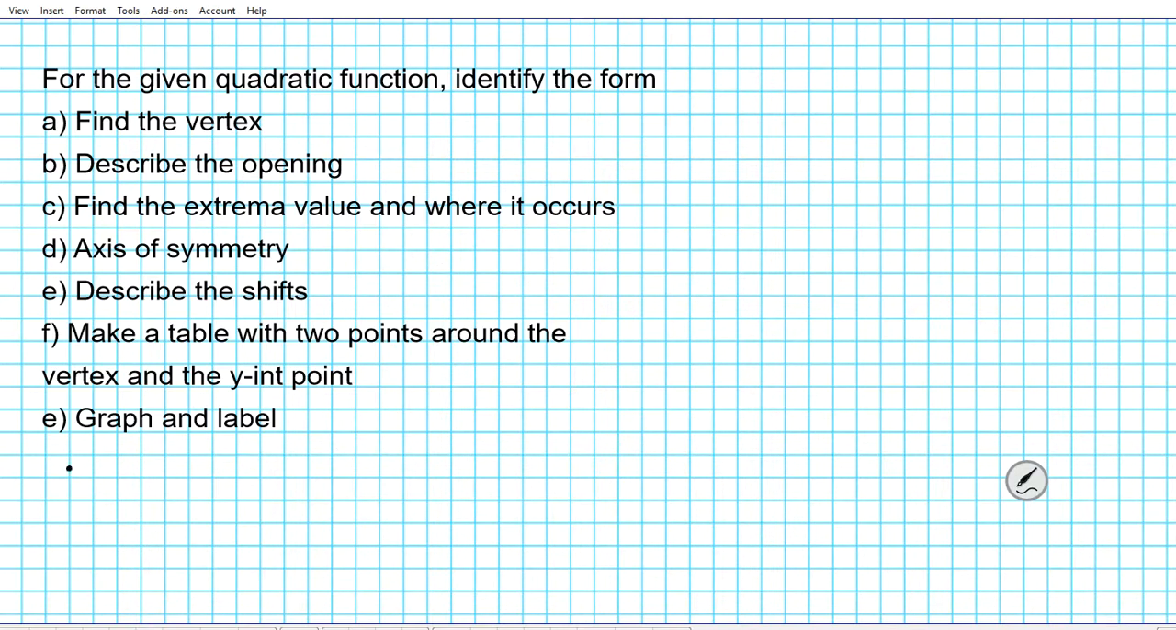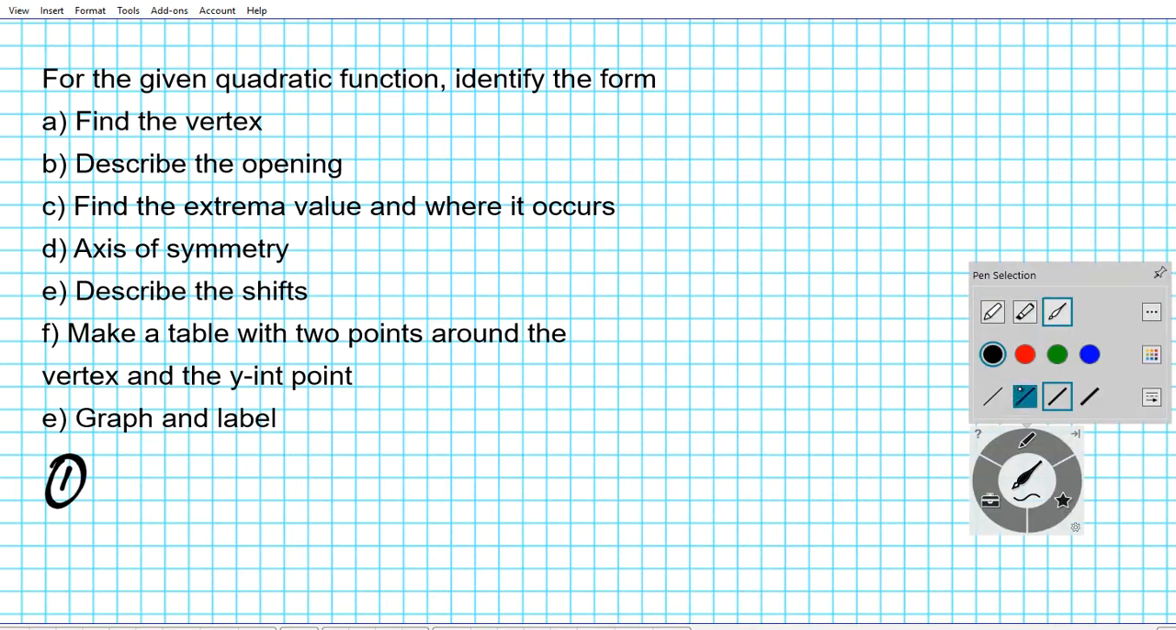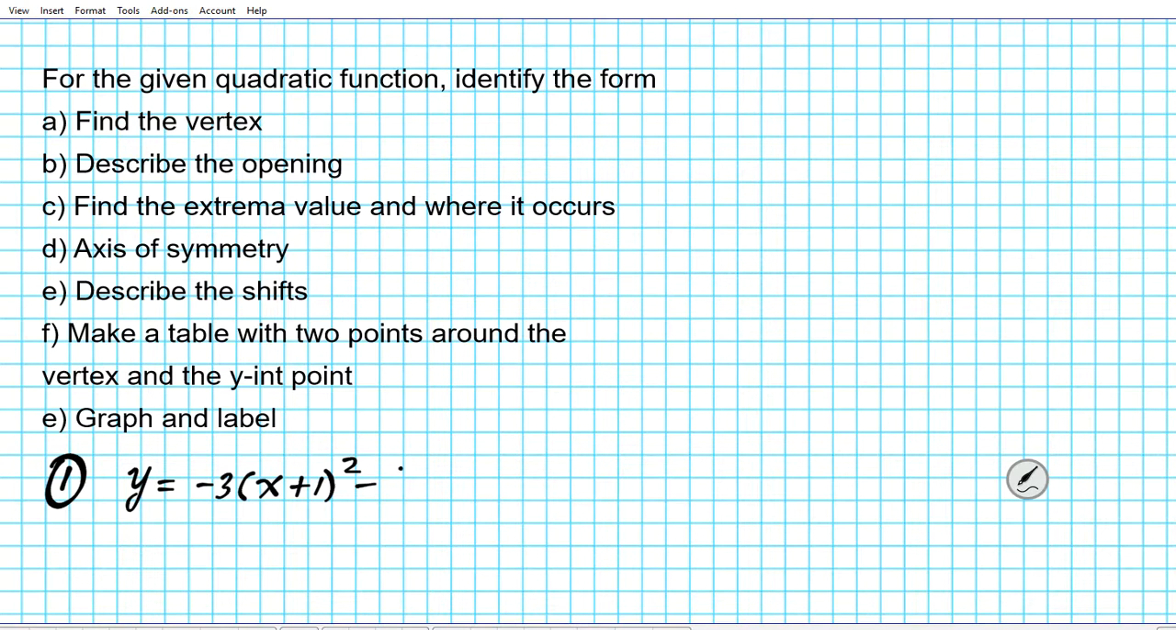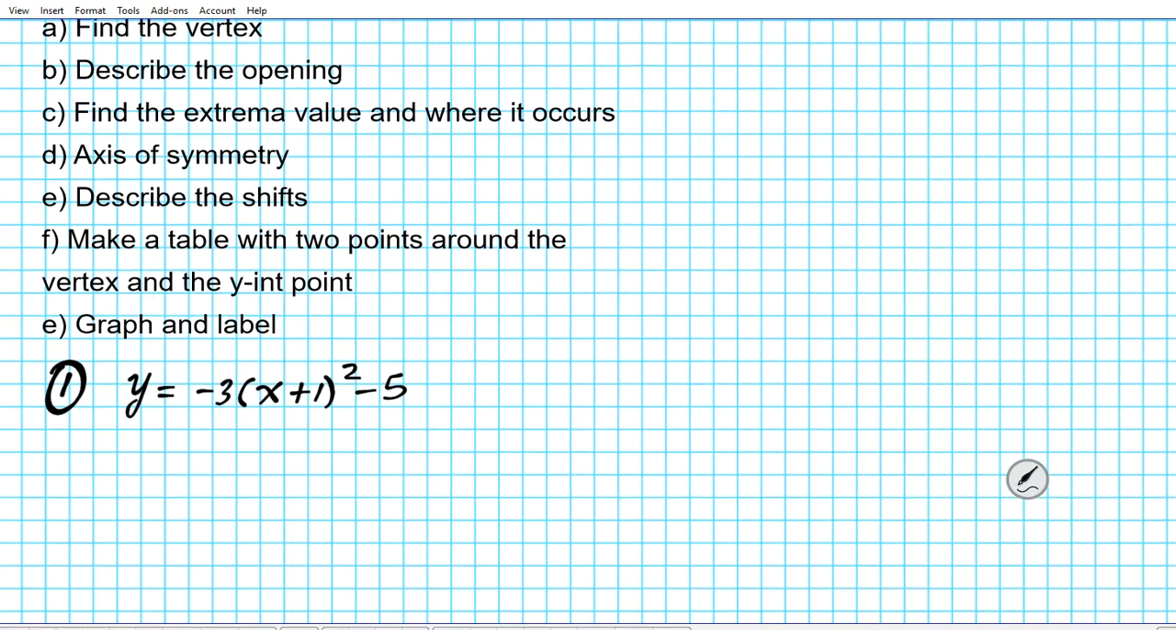So let's assume that for question number 1, we have the quadratic function y equals negative 3 times (x plus 1) squared minus 5. Okay, so we'll start out by identifying the form of the quadratic that this is given in. This quadratic is in vertex form. Some textbooks refer to this as the standard form also. So you can refer to this as the vertex or standard form of the equation of a quadratic.